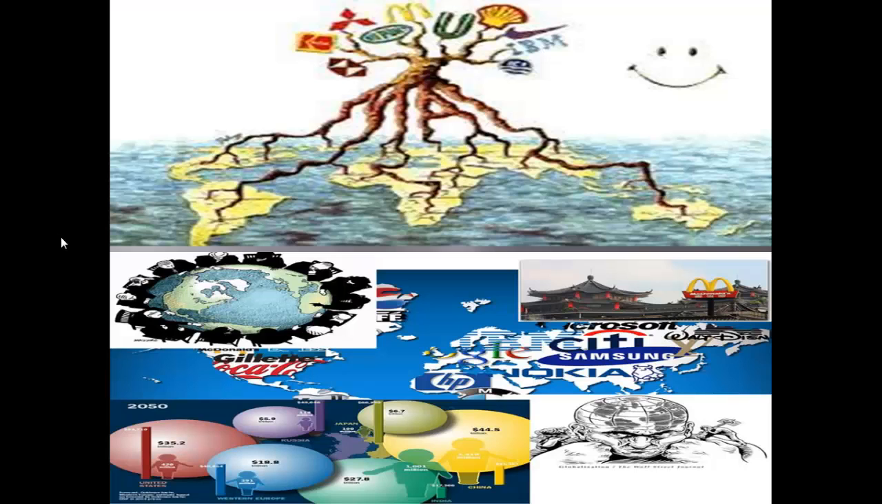Now you can see from this slide various companies, the big tree there, and the roots which are into the various countries of the world. The tree's roots are rooted in various other countries. That is, the products of one country are going into many other countries, or the services from one country are going into many other countries. This is how globalization is explained in this slide.